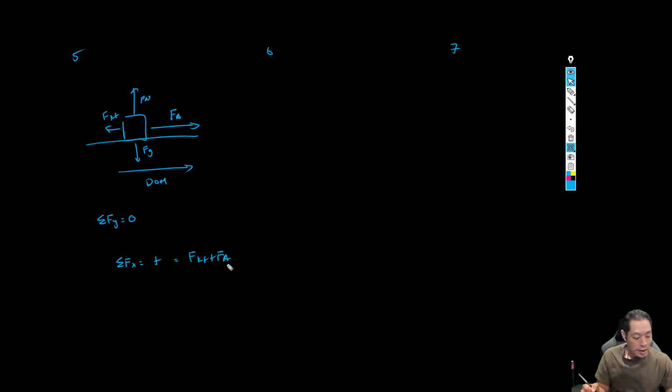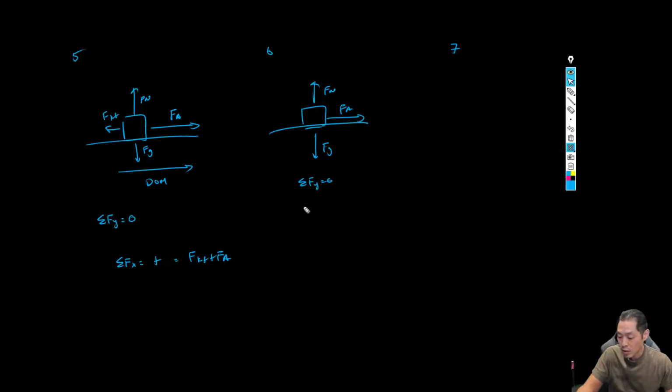Number 6, you have no friction, so exactly the same thing. Force of gravity, force normal, force applied, but this time you don't have friction over here. So sum of all forces in the y is still 0, sum of all forces in the x is still positive, but this time there's only one force, which is just force applied, so it should be going much faster without friction.